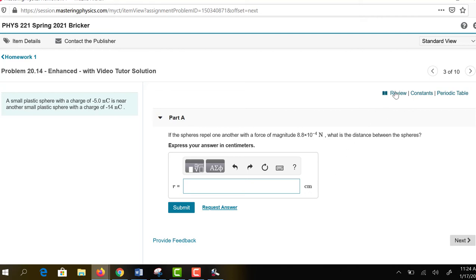Again, you could hit review, that'll go to the correct point in the book. Again, never hit request answer. So let's take a look at this. This is a Coulomb's force law problem.